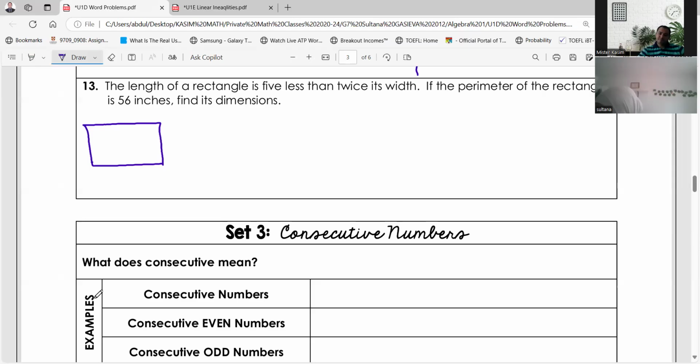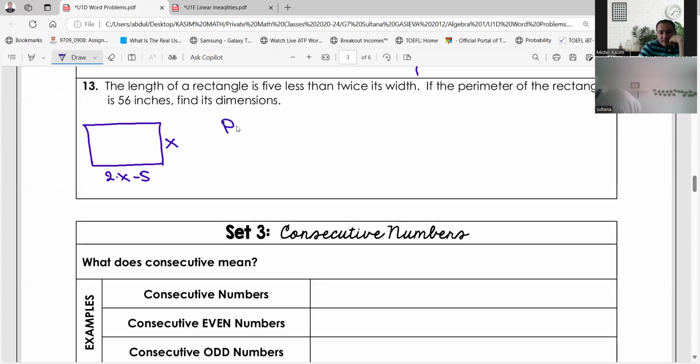Yes, Sultana. So what are the length and width? First, tell me the dimensions. The width would be 11 inches and the length would be 17. Very good. That's it. So if the width is x, and the length is 5 less than twice its width, then twice its width, 5 less, is 2x minus 5.